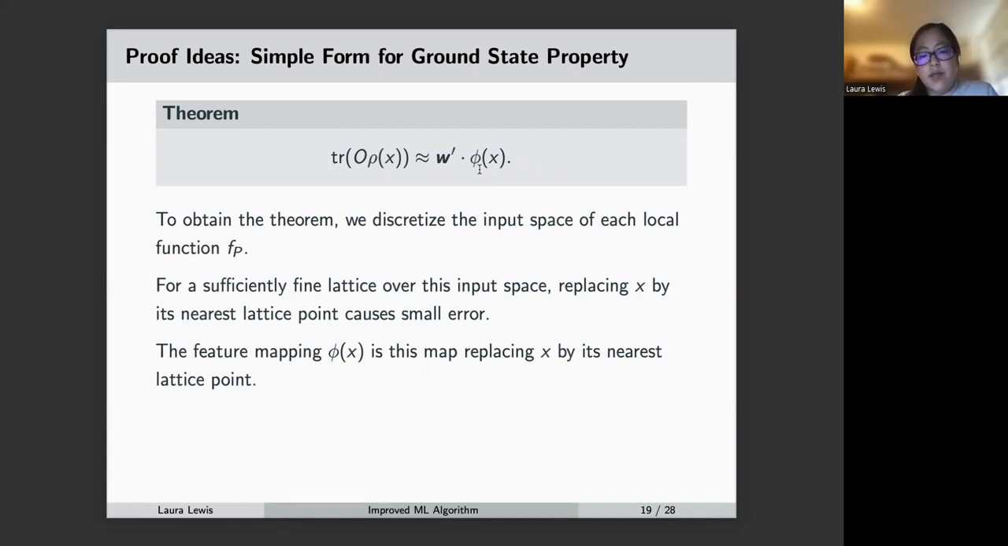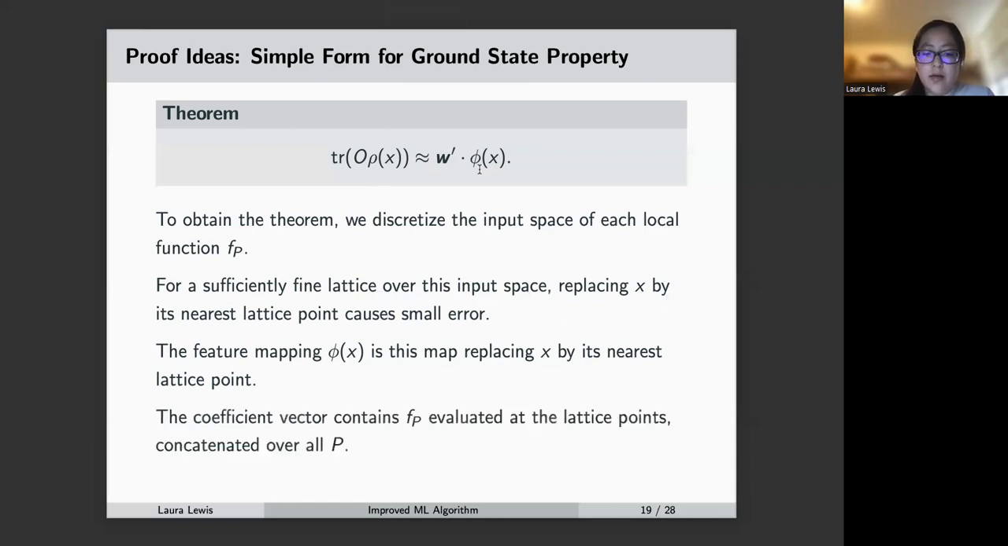So in particular, this feature mapping is really just a vector of zeros and ones, and each entry of the vector corresponds to one of these lattice points. And the entry is 1 when x is close to the lattice point. So essentially this phi of x, you can just think of as a vector where each of the entries is an indicator function for checking if x is close to a lattice point. And then the coefficient vector again has entries where each entry corresponds to a lattice point, and we evaluate f_p on each of those lattice points. And then you concatenate those over all of the different Paulis.